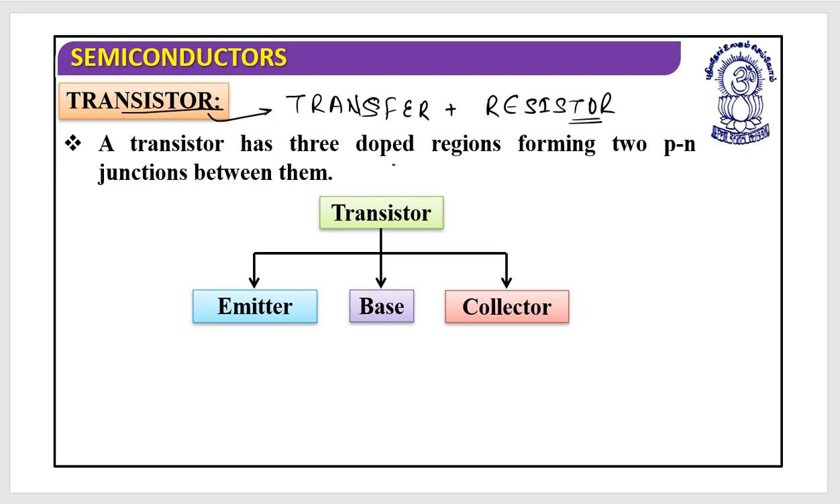It has three doped regions that form two p-n junctions between them. And a transistor has three terminals. One of them is the emitter, another one is the base, and the third one is the collector.